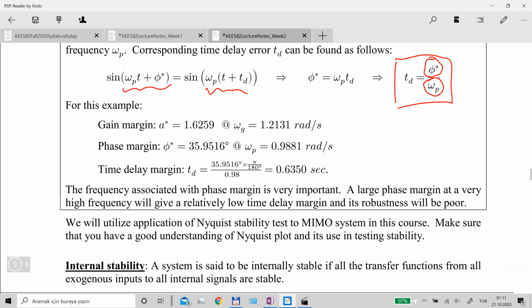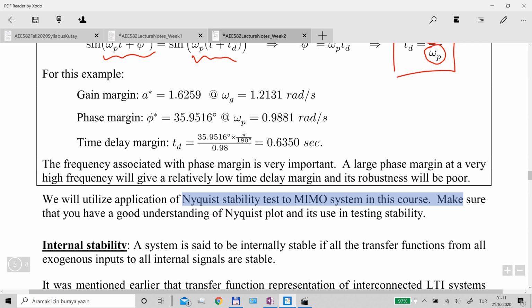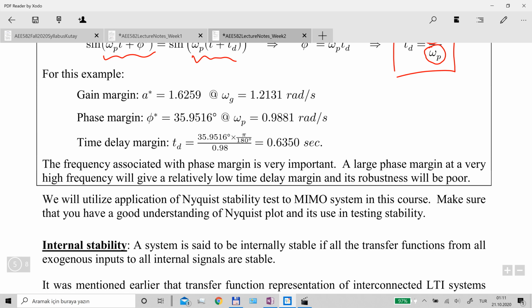That means in this course, in robust control, we will be utilizing this Nyquist stability test for multi-input, multi-output systems. So at this point, I recommend that you make sure you have a good understanding of the Nyquist plot and the Nyquist stability test, the example that we did here. If you have any doubts about this example, please go back to your classical control book and study the Nyquist plot and Nyquist stability test again, and that will be useful for this course.